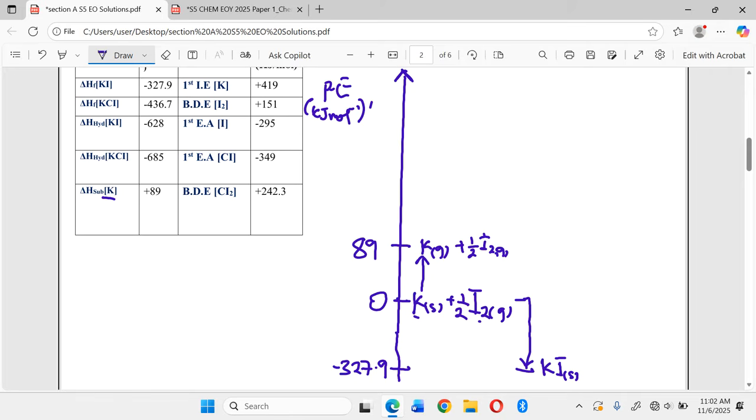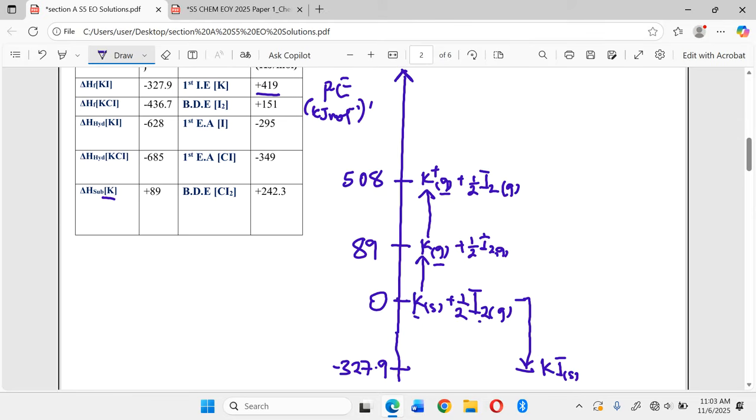Are you seeing that? Now we continue with potassium. When you go to the first ionization energy of potassium, when it is losing the electron, we see it is 419. So 419 plus 89, we get 508. Which means we'll be having potassium ion still in gaseous state plus a half iodine gas. So this is our arrow showing where we are moving, from potassium in gaseous state, then to potassium ion.